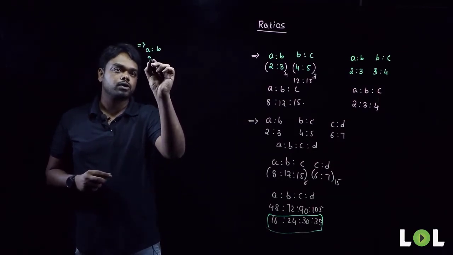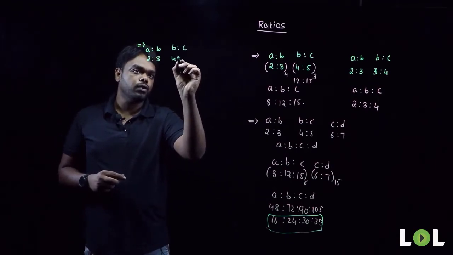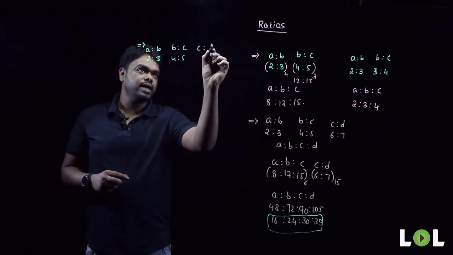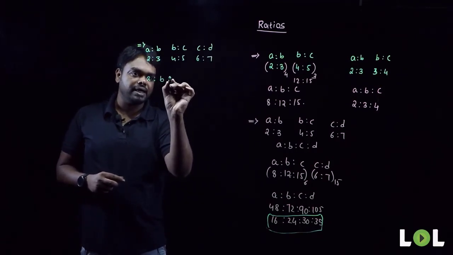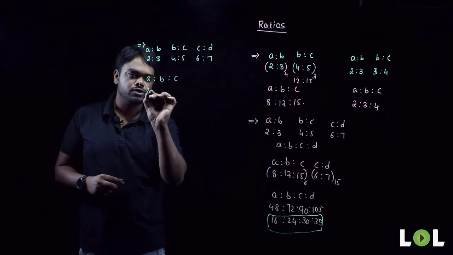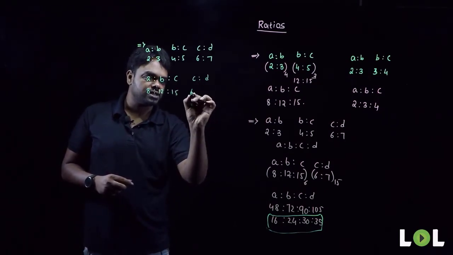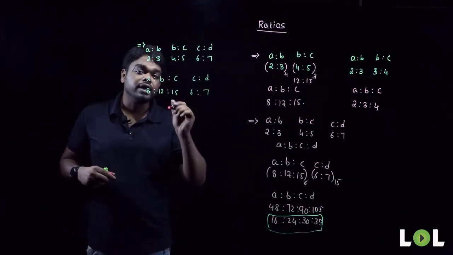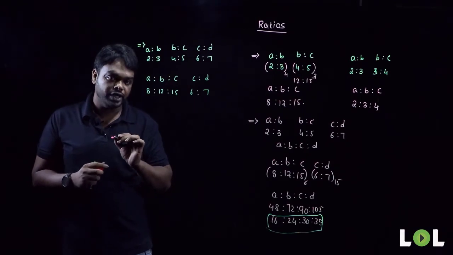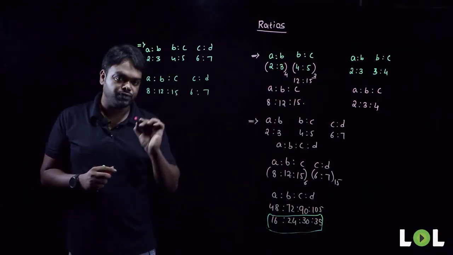A is to B as 2 is to 3, B is to C as 4 is to 5, and C is to D as 6 is to 7. We have already calculated in the beginning A is to B is to C, which we got as 8 is to 12 is to 15. Now we have C is to D, that is 6 is to 7. Now what we are doing actually, we need to equate the values of the common variable in both the ratios, that is the C value. That's why we multiplied this ratio with 6 and this ratio with 15.